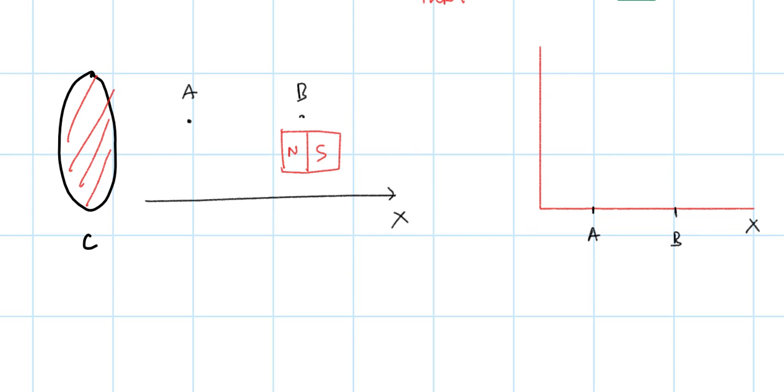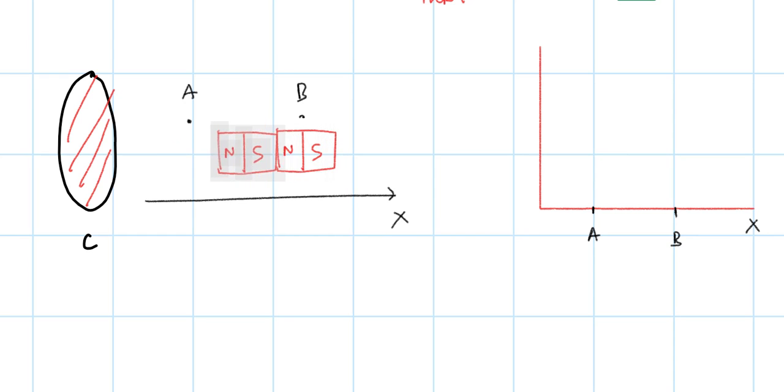When I pick up the magnet, I start moving it from here to here. So the magnet moves from B to A. In between A and B, it's moving, either from A to B or from B to A, either way. So let me keep it at B. Okay, now the magnet is at B.